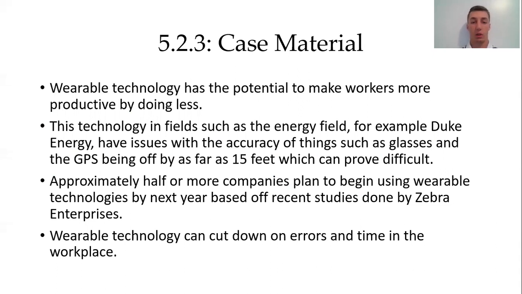What Duke did was they used it in a way that their associates would be able to use GPS on it. However, they weren't able to get the results that they wanted with the GPS, as it was as far as 15 feet off sometimes from where they needed to be. And this can prove difficult because there may be situations where 15 feet is the difference between a spot where an associate shouldn't be versus where they need to be.